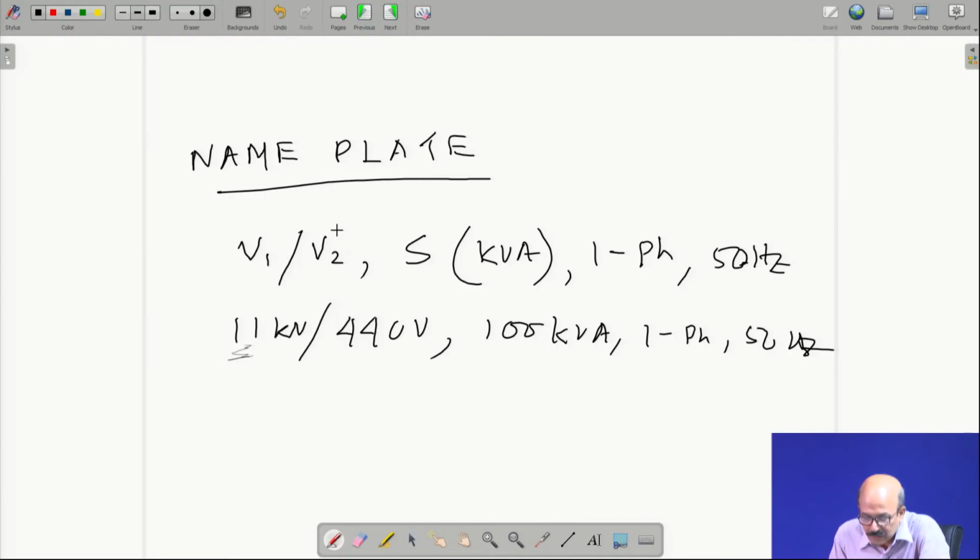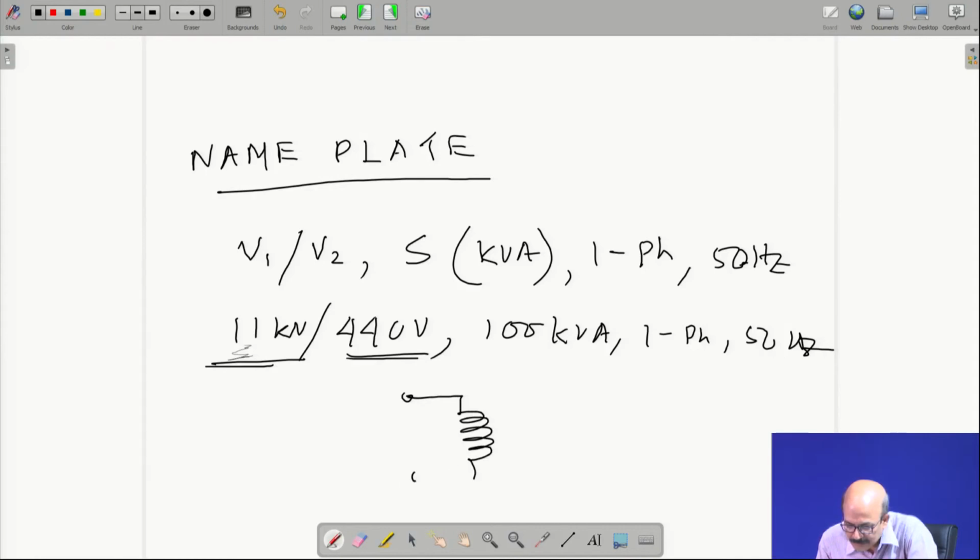Okay, so one side is rated for 11 kV. Another side is rated for 440 volt. If I put just two windings for the time being, the transformer has two windings. What are these windings? We should learn.